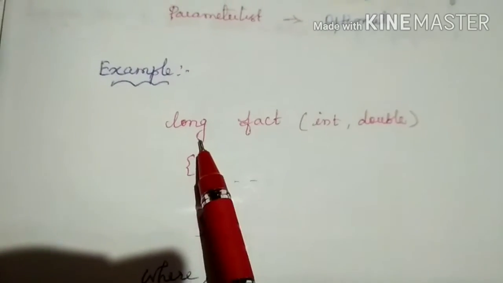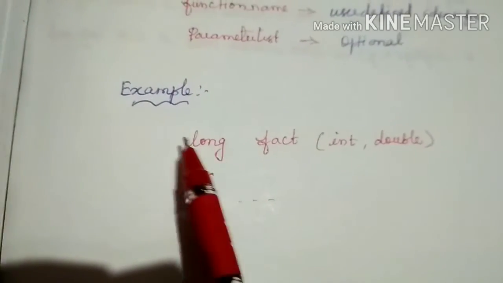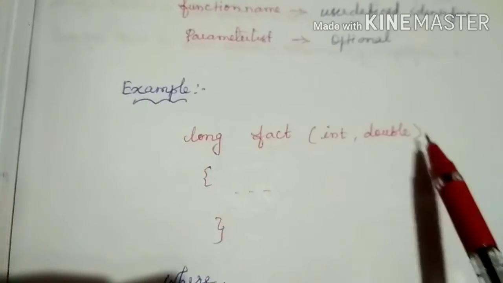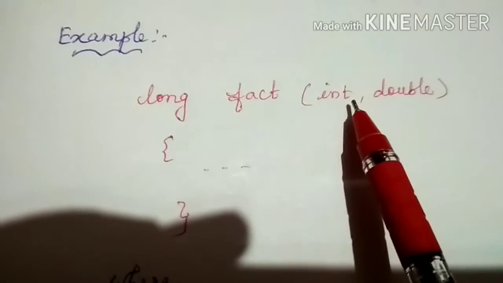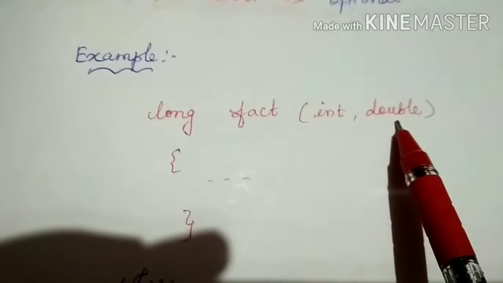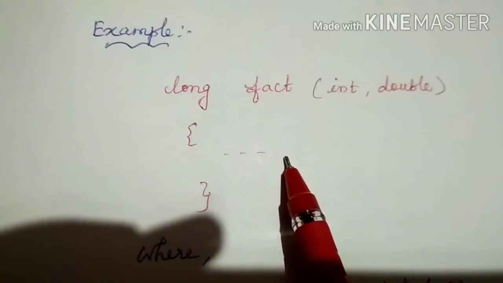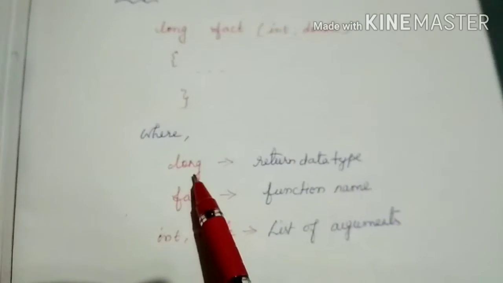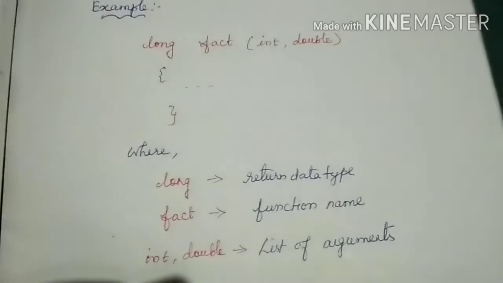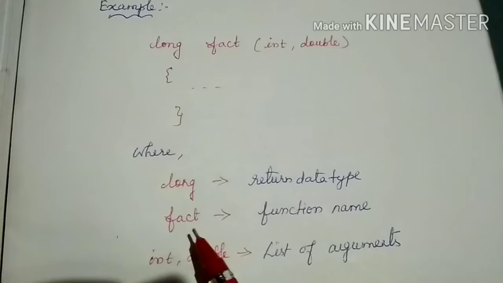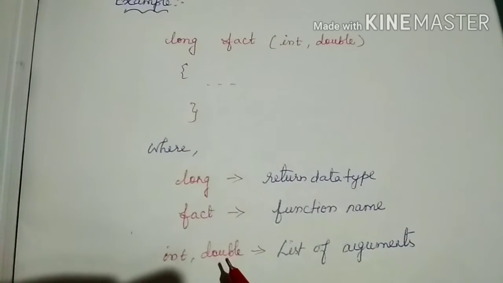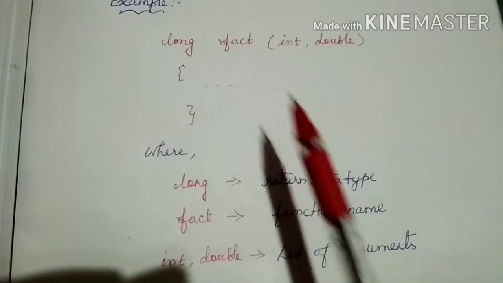Okay, this is an example for function definition. This is the return data type. Long, fact, within parentheses 2 arguments are passed, that is integer and double, and then give the body of the statement, that is executable statements. Here long is the return data type and fact is the function name. Int and double is the list of arguments in the function.